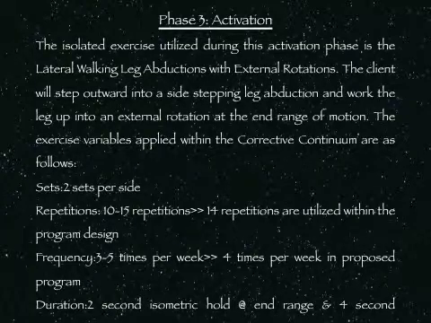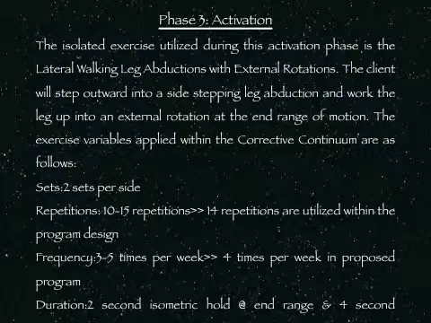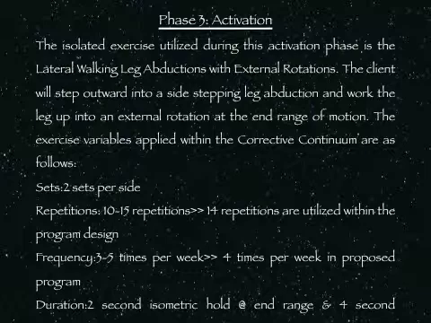This is phase 3 of activation. The isolated exercise utilized during this activation phase is the lateral walking leg abductions with external rotations. The client will step outward into a side-stepping leg abduction and work the leg up into an external rotation at the end range of motion.